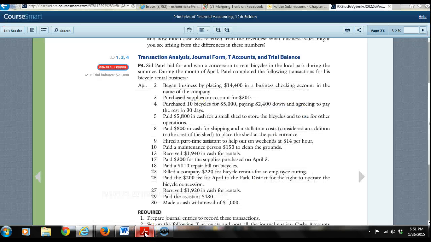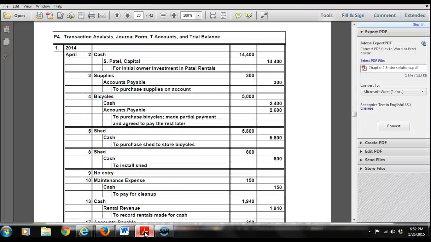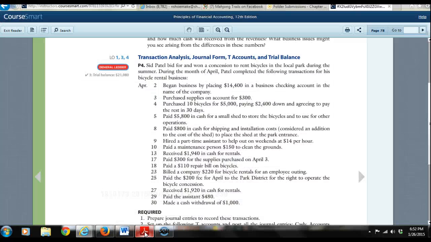Then we hired a part-time assistant to help out on weekends at $14 an hour. Now this gives us information, but this is not an economic event. It only lets us know we hired a part-time assistant. We're not going to do anything with this until we actually need to pay the assistant. So for number 9, you'll show no entry, or April 9th.